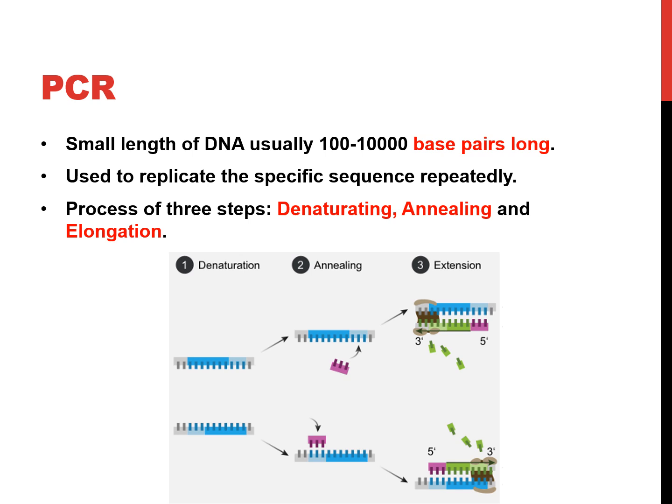PCR occurs on small lengths of DNA usually, so 100 to 10,000 base pairs long. It's used to replicate the specific sequence repeatedly. There are three main steps to this process. There's denaturing, which we've heard of before with enzymes. But in this case, it's a nucleic acid, not a protein, so the denaturation process doesn't entirely destroy it, and it's actually reversible. We have annealing, which just means sticking. And then elongation, also known as extension, where the polymerase molecule will run down the strand.